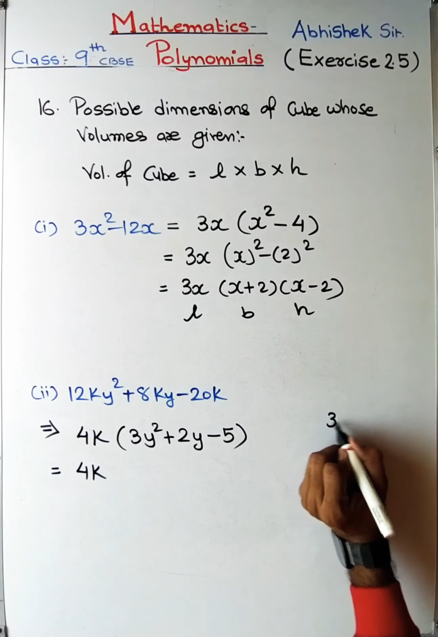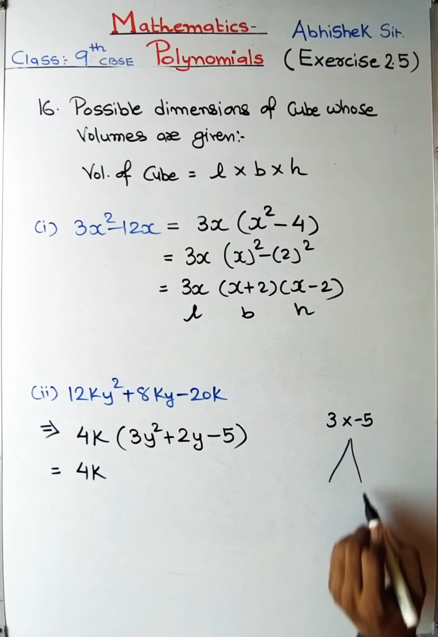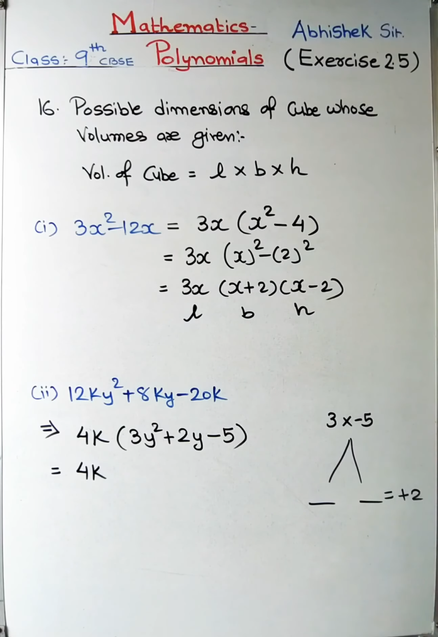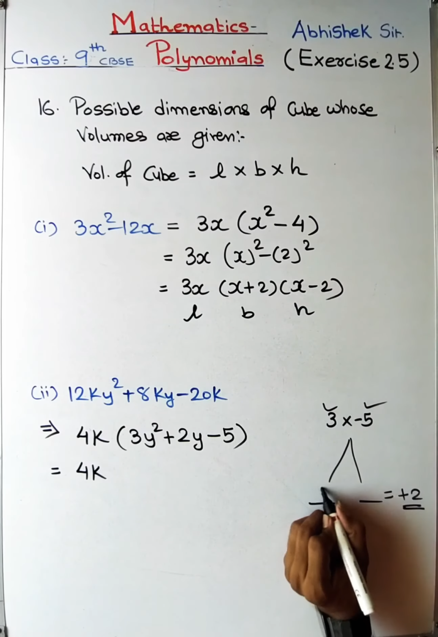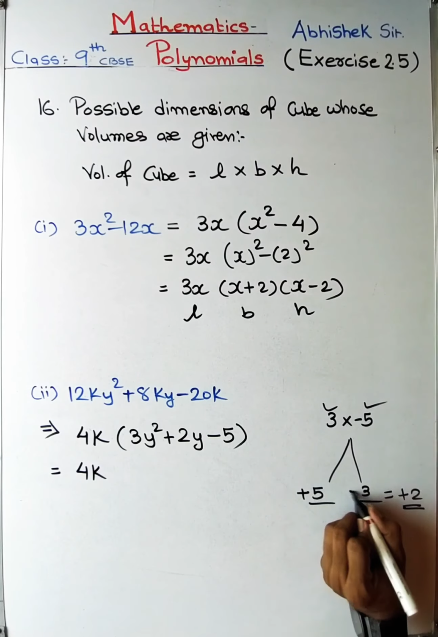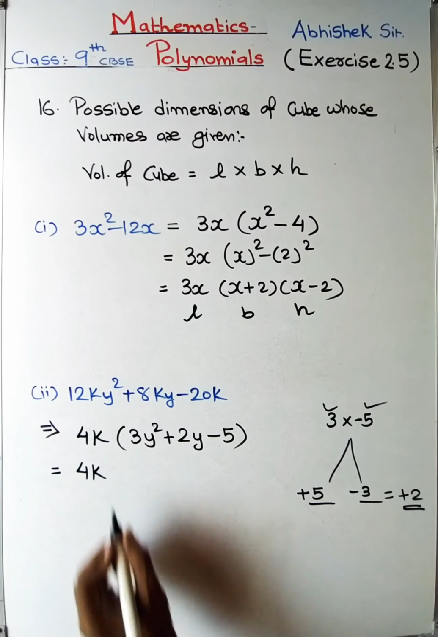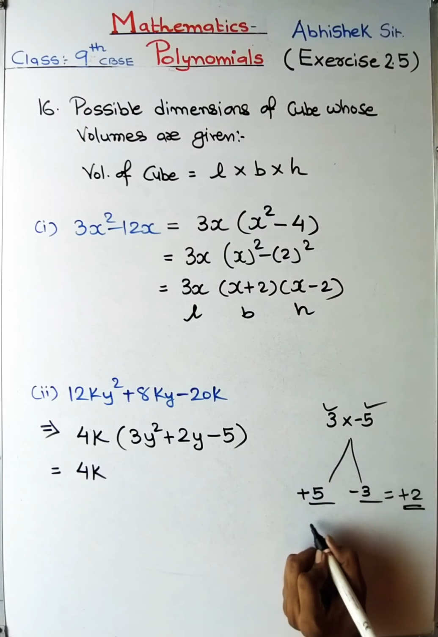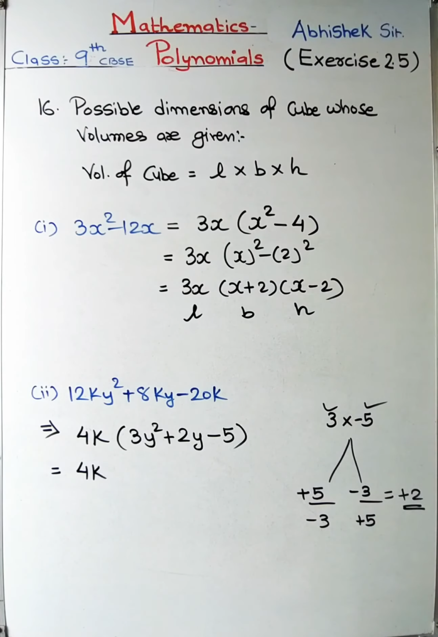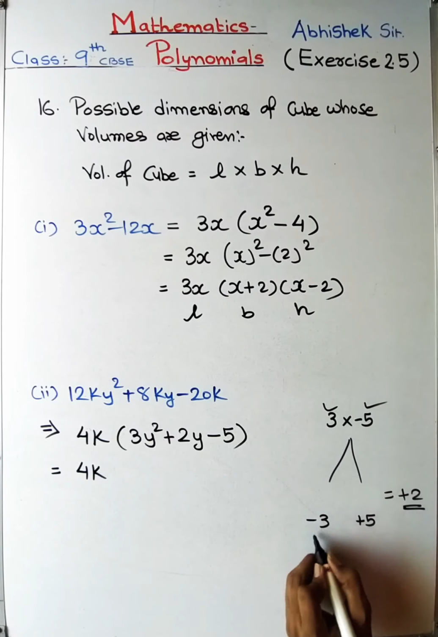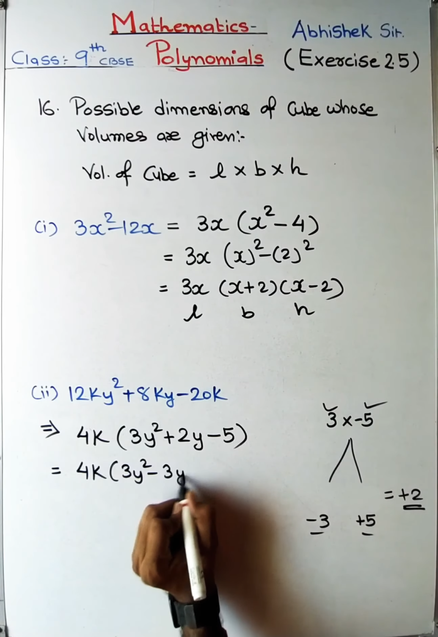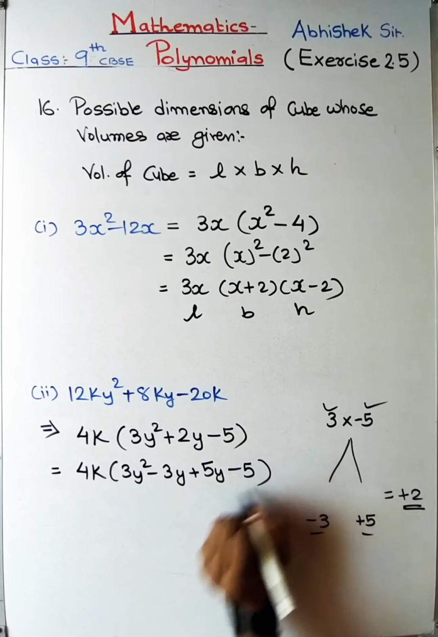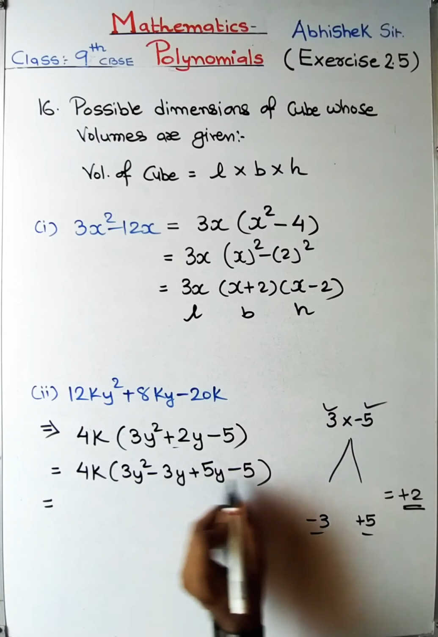Clear? We have to multiply the first and the last number, and then we must get two numbers whose combination will give plus 2. Without applying much mind, you see these two are the numbers whose difference can give 2. As we are getting plus 2, keep the bigger number positive and the smaller number negative. So we can write it as minus 3 and plus 5. So for our convenience, minus 3 and plus 5 we will write: 3y square minus 3y plus 5y minus 5. So we have split the middle term into minus 3y and plus 5y.